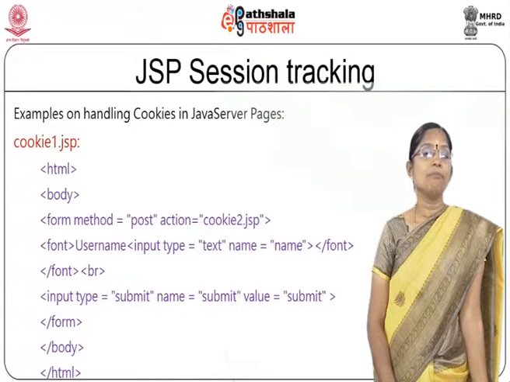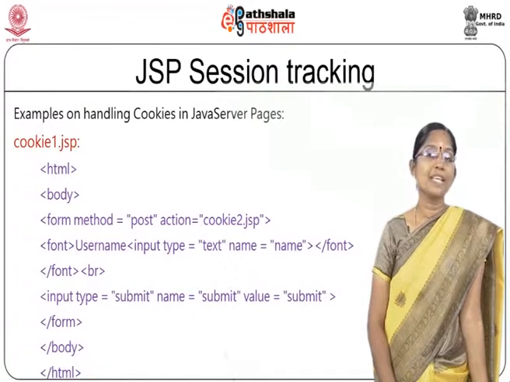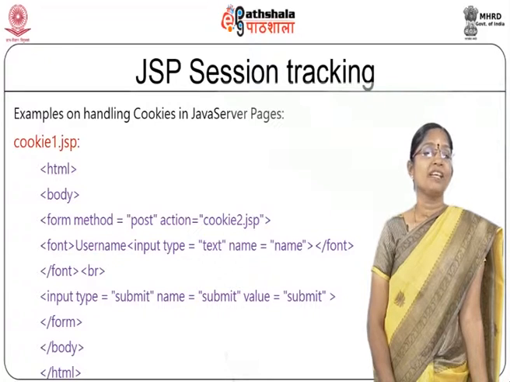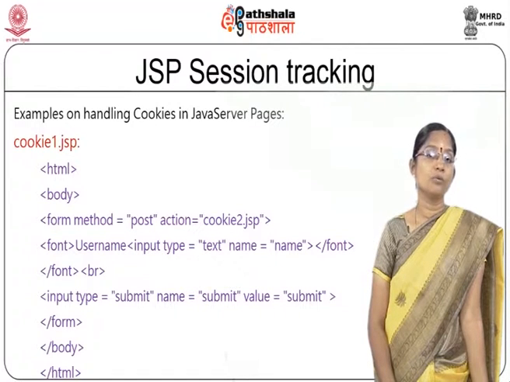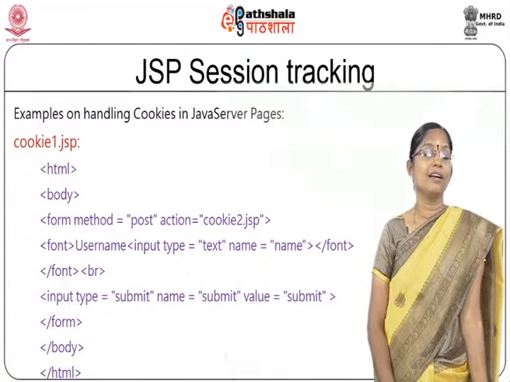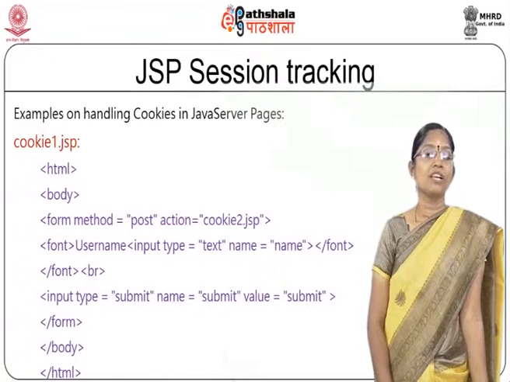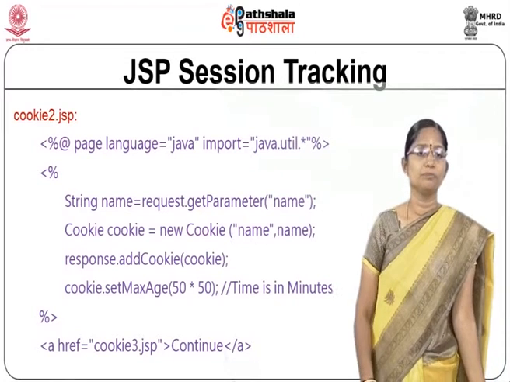This is an example used for handling cookies in JSP pages. A form has been created here. It uses the post method, and the action is cookie2.jsp. Once the submit button has been clicked, it goes and executes cookie2.jsp. Here the username is accepted using a text type input. Once submit has been given, it goes to cookie2.jsp.